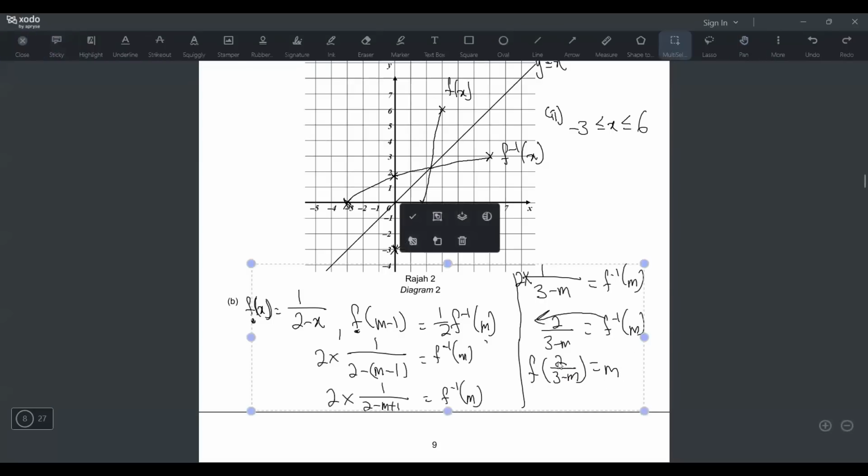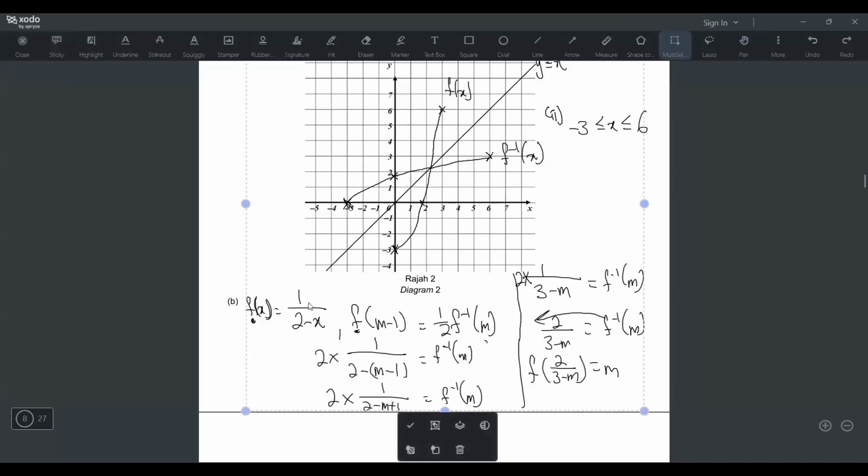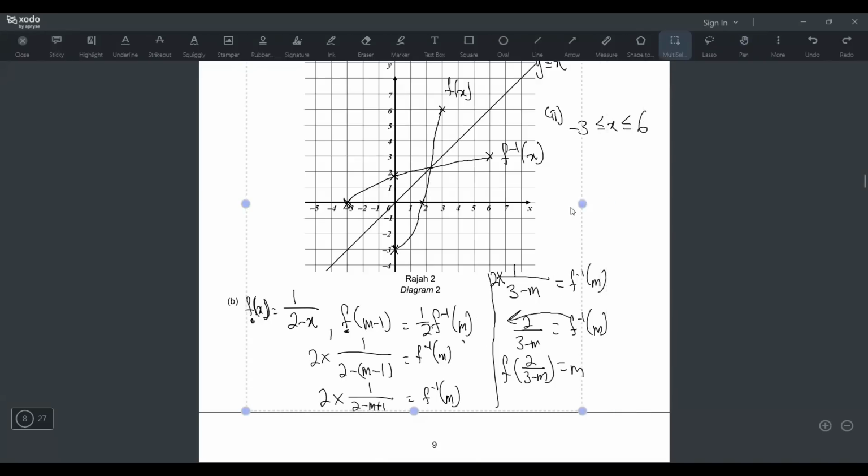So the method I'm doing now is like you don't need to, oops, wait, wait for me.